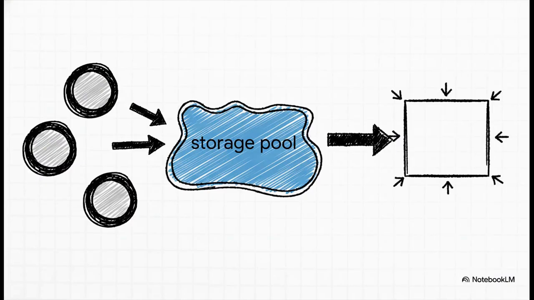LVM, or Logical Volume Management, is basically a sysadmin's best friend. Think of it like this. Imagine your disks are a bunch of small water bottles. LVM lets you pour all that water into one giant flexible tank. From that big pool of storage, you can then create logical volumes of any size you need. And the best part? You can easily add more bottles to the tank later or resize your volumes on the fly. It's all about flexibility.